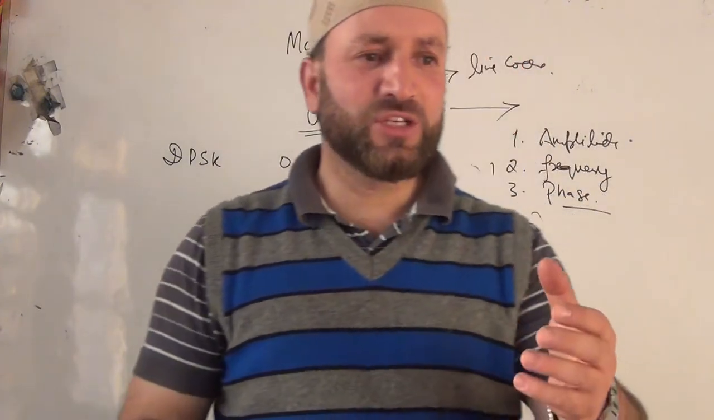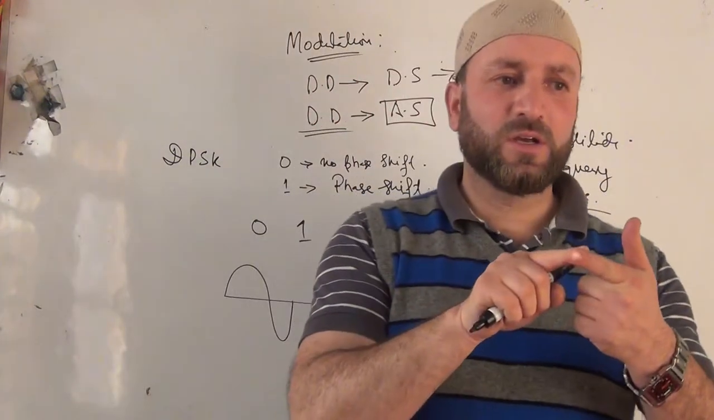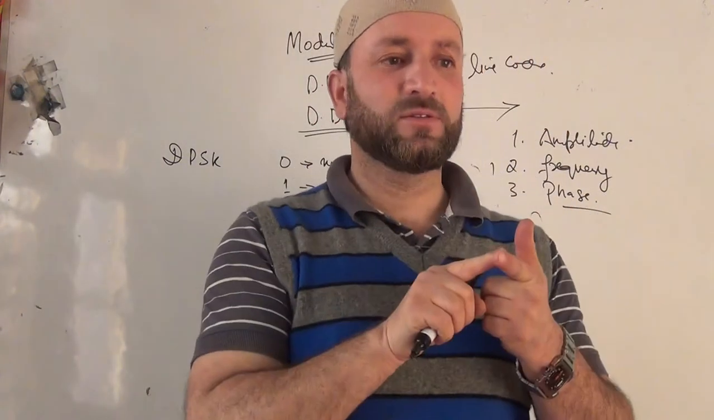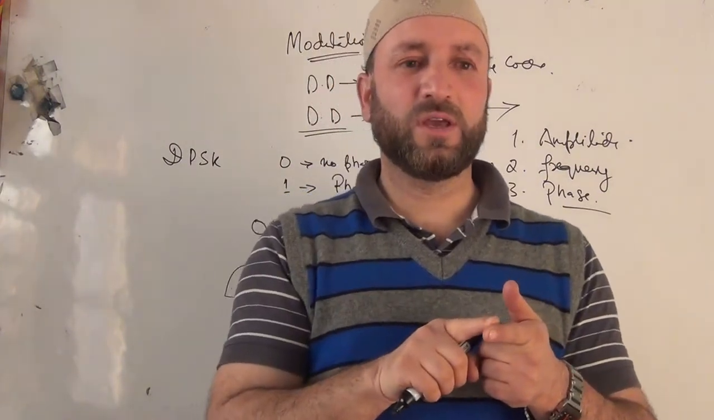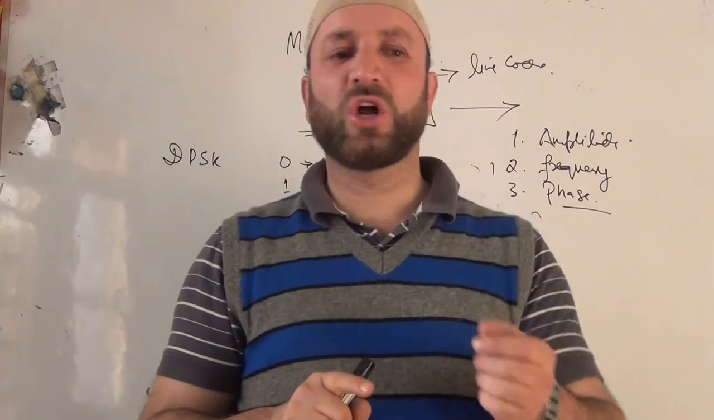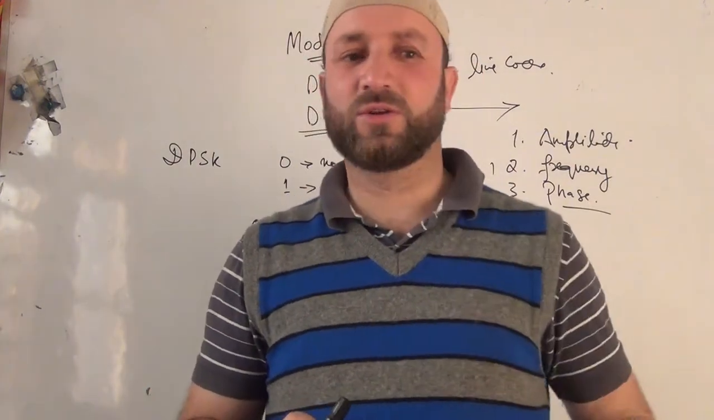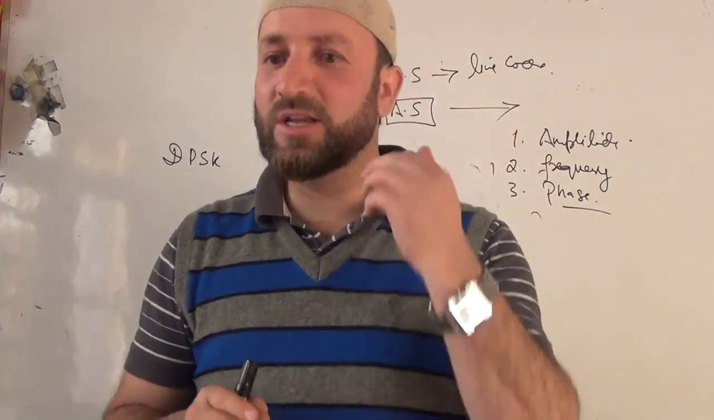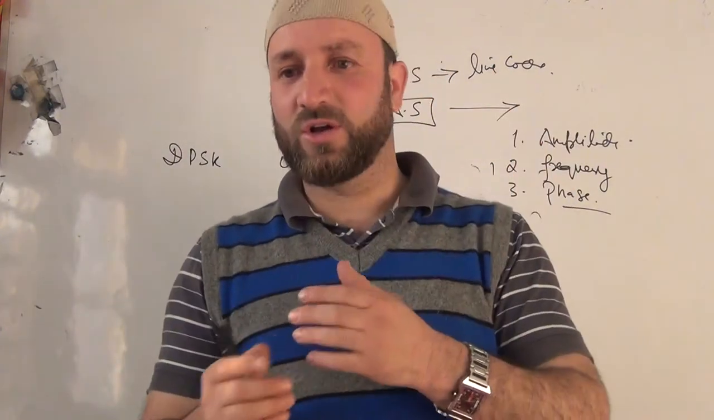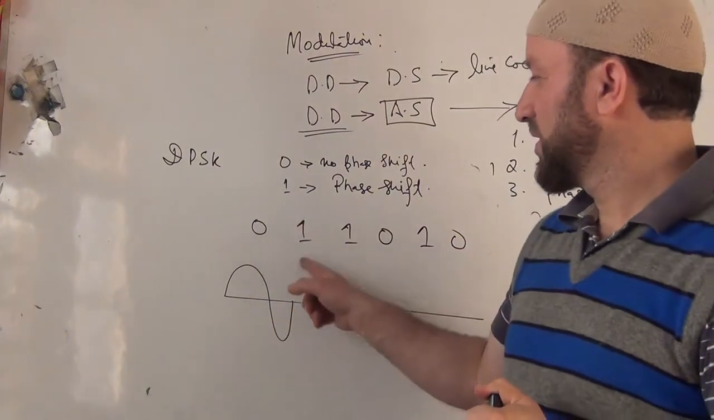But in differential Manchester encoding, the synchronization is done by the transition between bits. And the bit representation is not done by low to high or high to low. It can be either 0 or 1. The only difference is, are you transitioning or not? You're changing or not? What are we doing here?